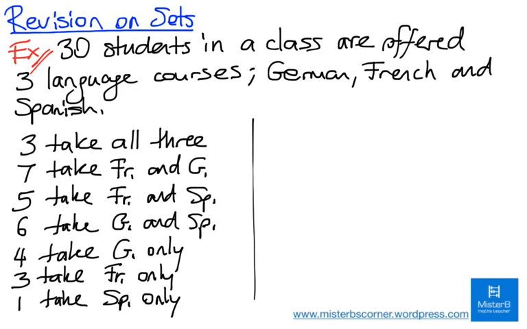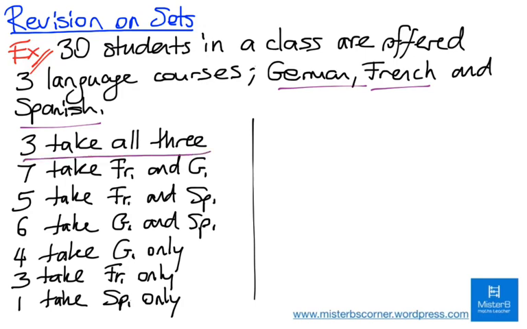Now let's look at this example. In this one, I'm going to show all this information on a Venn diagram, right? And then according to the Venn diagram, I can answer any question I get. Now, 30 students in a class are offered 3 language courses: German, French, and Spanish.